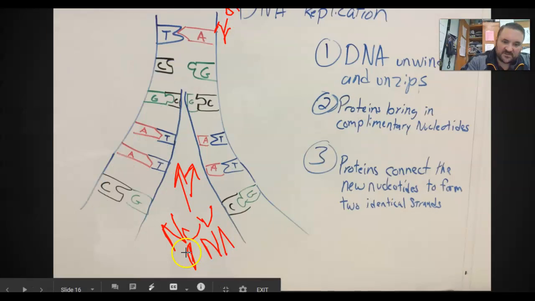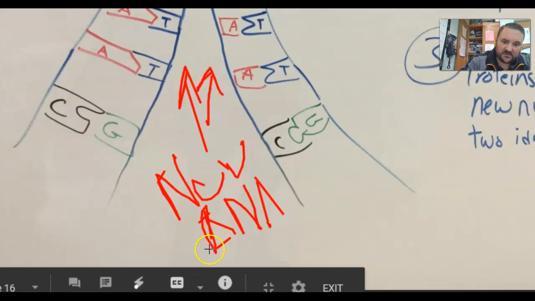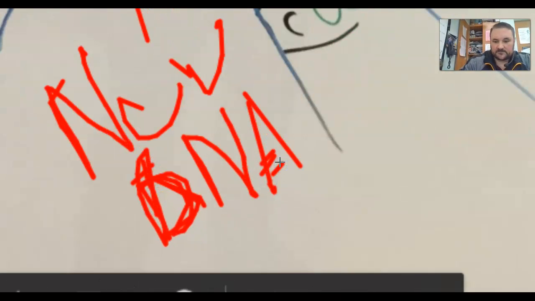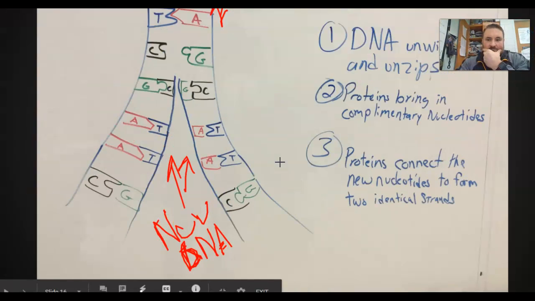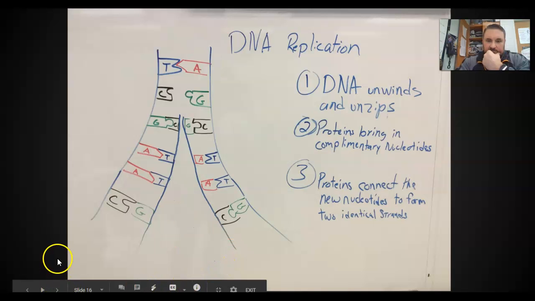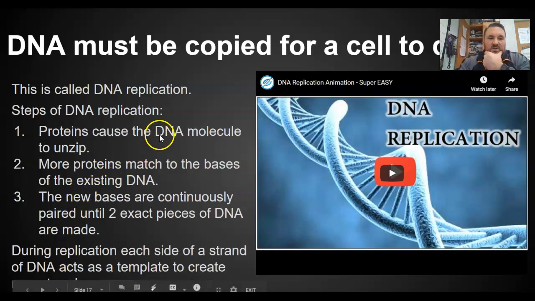We must copy the DNA before a cell divides so that the new cell knows what to do. It has to have those copies of the directions for life. This is called DNA replication. The steps of DNA replication are that the DNA unzips and unwinds, the proteins match up bases to the existing bases, and eventually we end up with two new.